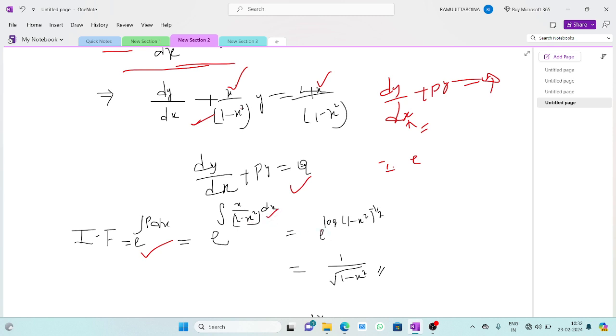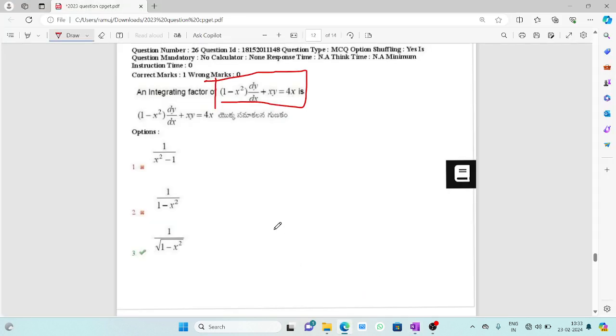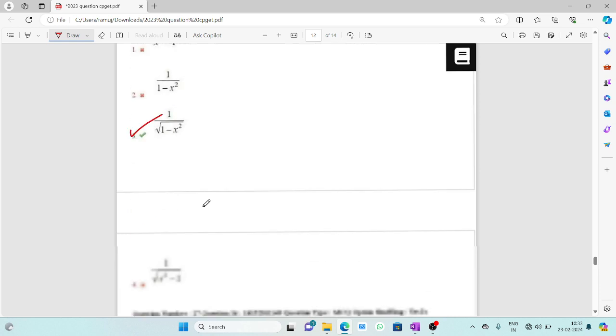If I integrate that one, I get log, I just apply the 2 here and I get 1 by 2 here. If I integrate with respect to this, I will get it this way. Here minus is there, so we will get minus, it gives log of 1 minus x square, minus 1 by 2. So log and e will be cancelled. I will get 1 by under root of 1 minus x square. That is the integrating factor of the given differential equation. So option 3 is the correct one for question 26.